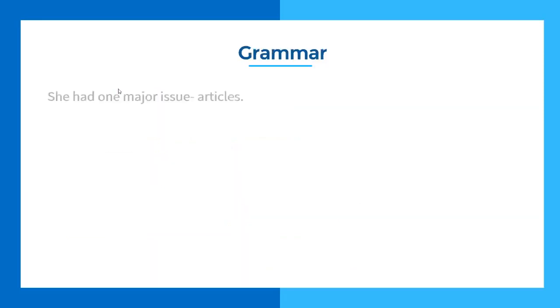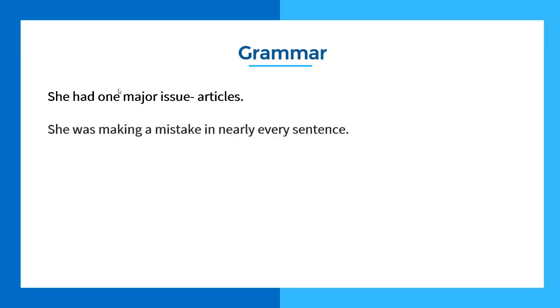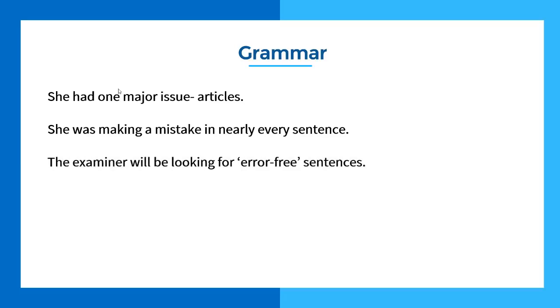So you might have noticed that she had one major issue, which was articles. Nearly every sentence had an article mistake in it. And that was a big problem, because the examiner will be looking for error-free sentences. The more error-free sentences you have, generally, the better your grammar score is going to be. So if you look at a typical essay, you'll see multiple articles. So if you are struggling with articles, then you're going to have a major issue. But this was her problem.